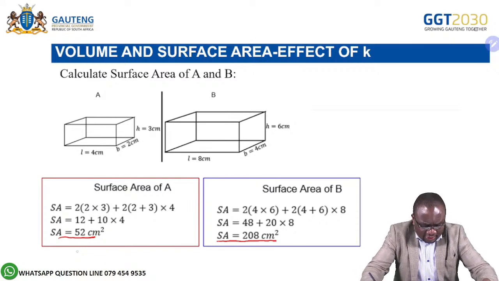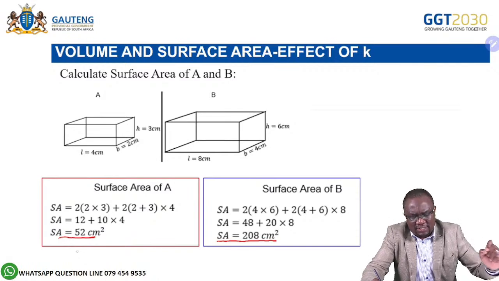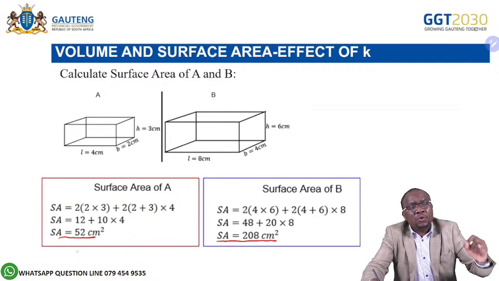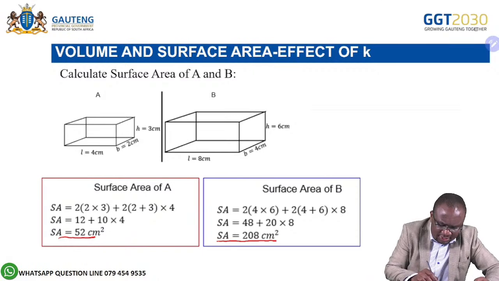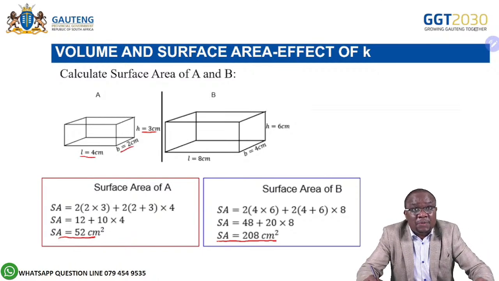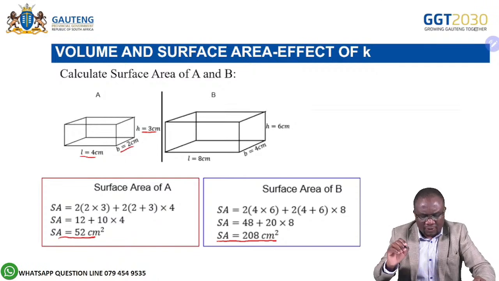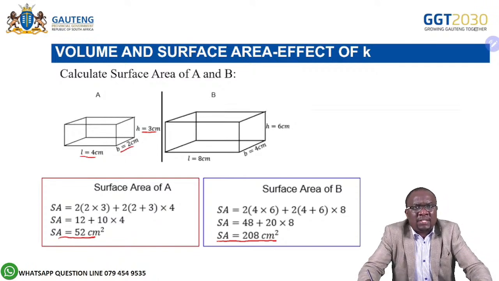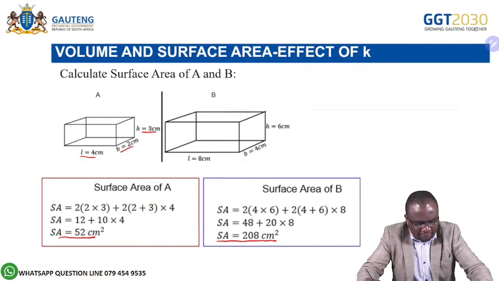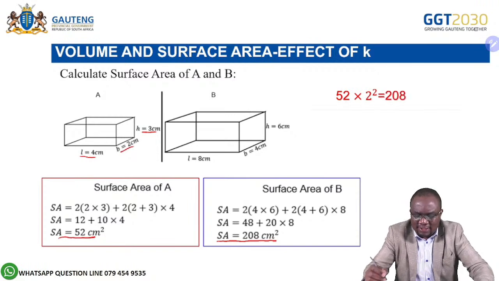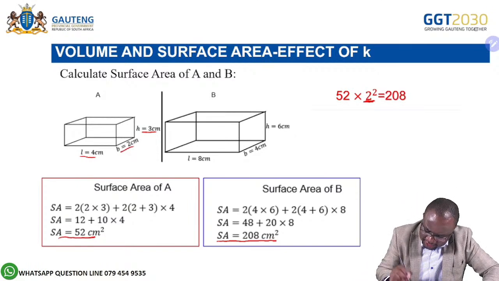Okay. Right. Now, remember, let me take you back a bit. We increased the dimensions of prism A by 2. We multiplied the dimensions by 2. Okay. Now, if we check the surface area of A, what do we multiply it with to get the surface area of B? Did you get 4? Yes, if you say 52 times 4, we get 208. You see that? And then 4 is 2 squared.